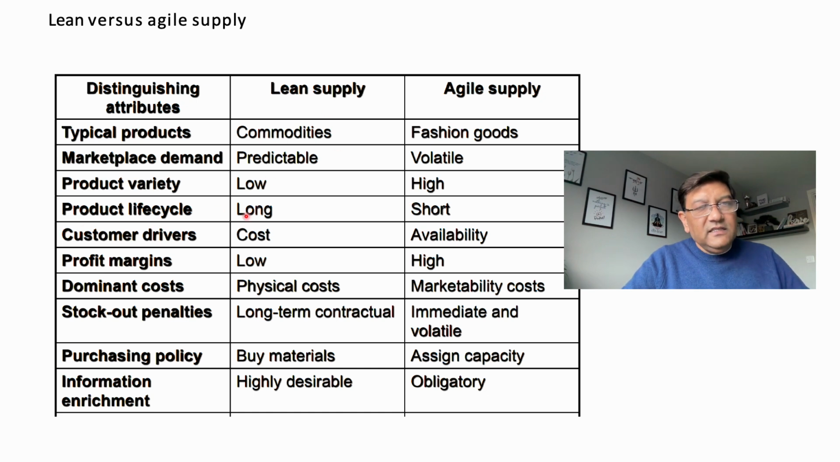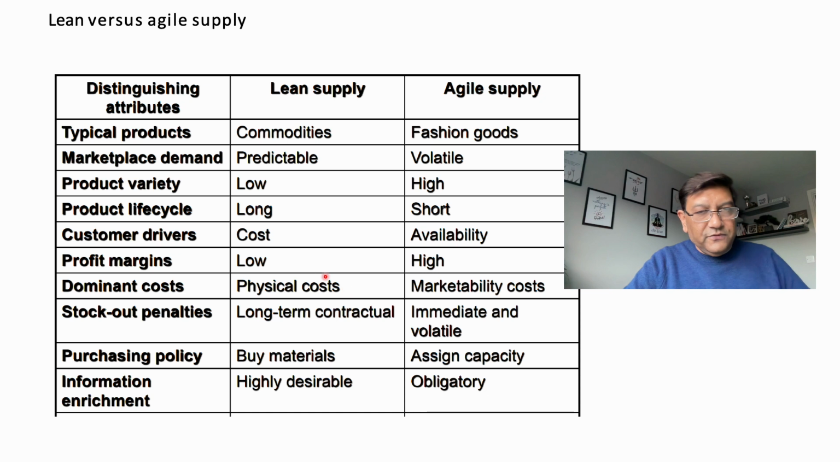Customer driver in lean is cost, which we have already talked about, the market qualifier. In agile, the customer driver is availability, which is the service level. So how or when it is available. Profit margins in lean are low because we are trying to reduce the cost and reduce the waste out of the process, and manufacture a product as per the quality standard. But in agile, the profit margins are high because when a customer asks for a specific or more personalized product, the profit margins are usually high on that.